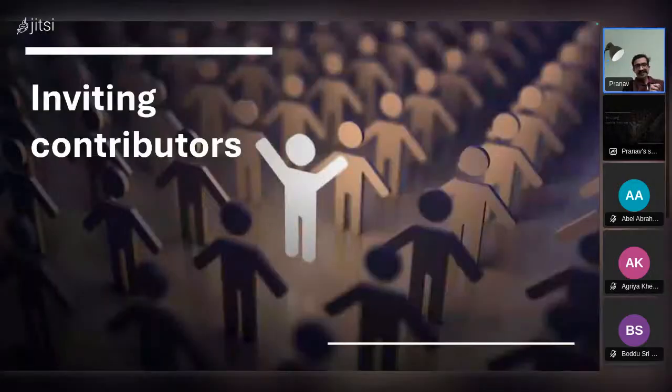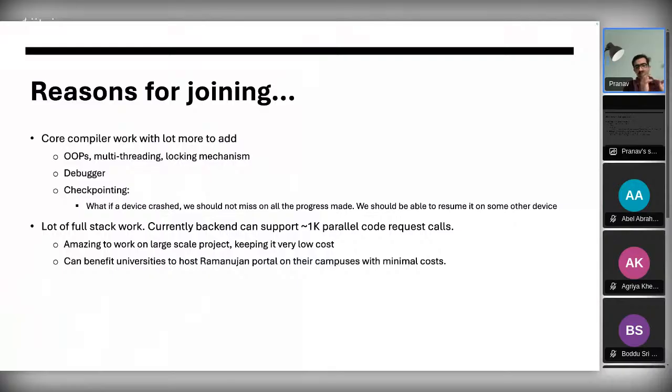As part of this talk, I'm inviting contributors. Right now, I'm the only contributor. But this project is in a nascent stage, and there is a lot to learn here. Reasons for joining: it's core compiler work, and there is a lot of work to do. It's OOPS, multi-threading, locking mechanism. Then you have to add debugger support. You have to add checkpointing, which is not there in Python, but I want it in Ramanujan. Actually, there was support for checkpointing, but it was very slow, and I want to revamp that.